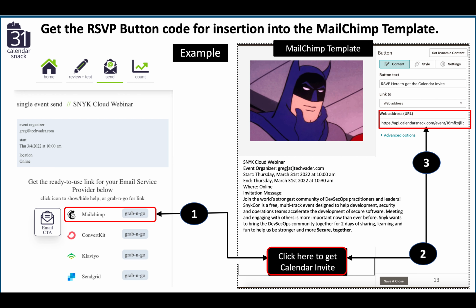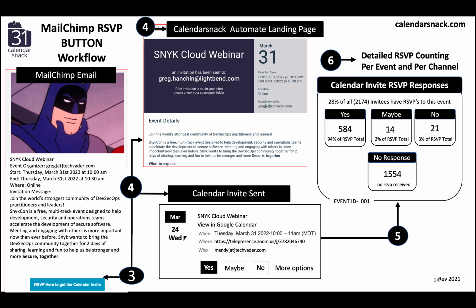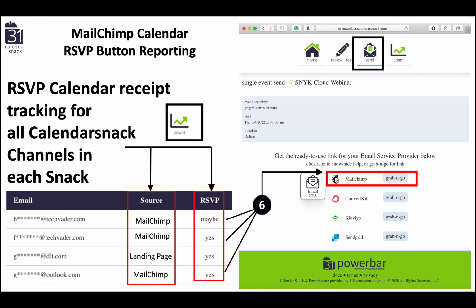So here's a little bit more detailed diagram of the workflow. You grab the code here on the left, you insert it into your email marketing template as seen there through 1, 2, and 3. And then 4, when somebody clicks it, they're sent to a pre-built landing page for the event. Then they're sent the calendar invitation, and then we track all that. So under reporting, in deep details in the reporting panel, you'll see we actually track by source, then RSVP, the calendar receipts, under yes, maybe, no, and nothing.